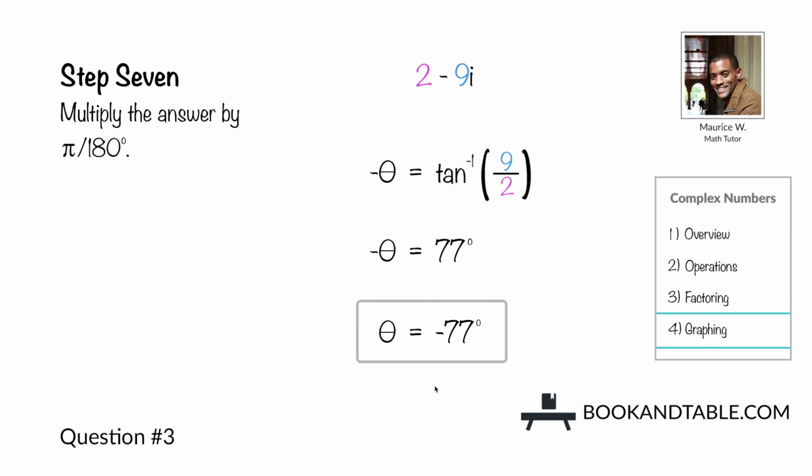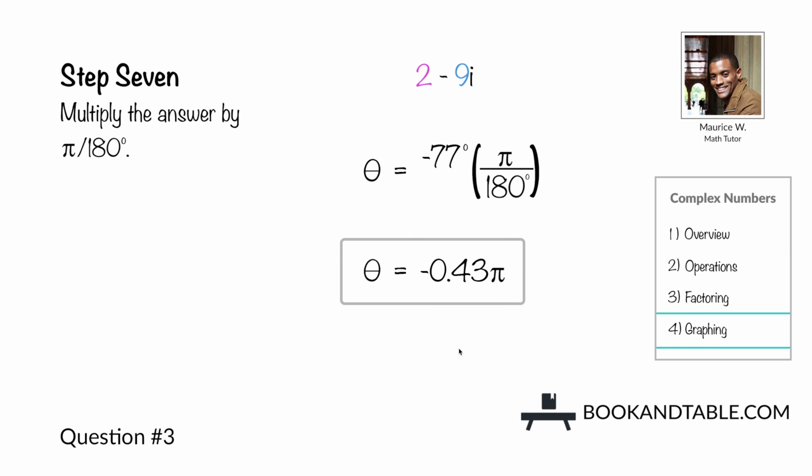And to convert this answer into radian form, you want to multiply negative 77 degrees by pi over 180 degrees. Negative 77 degrees divided by 180 degrees gives us theta is equal to negative 0.43 radian. So the answer to question number 3 is negative 77 degrees and negative 0.43 radian.